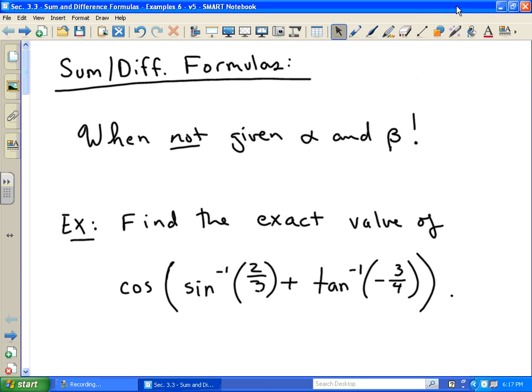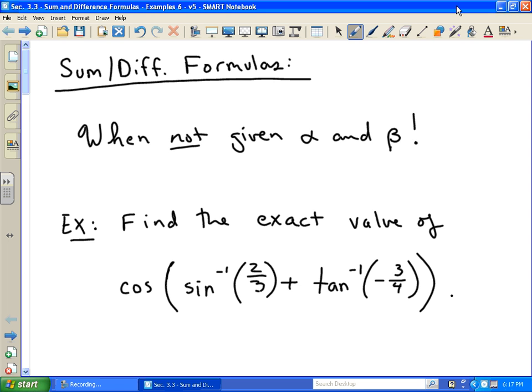In this example, I'd like to look at sum and difference formulas when the values of alpha and beta are not given. As we look at the example below, it says find the exact value of cosine, and then we have inverses on the inside. At first glance, this doesn't even look like a sum or difference formula, but when we consider it closer and think about what our notation means, it actually is.